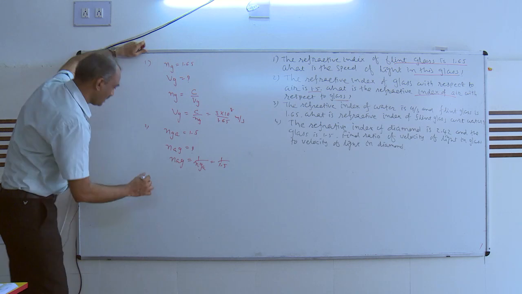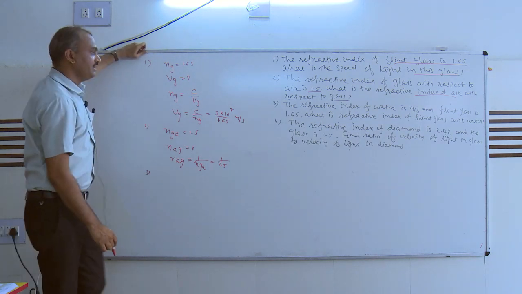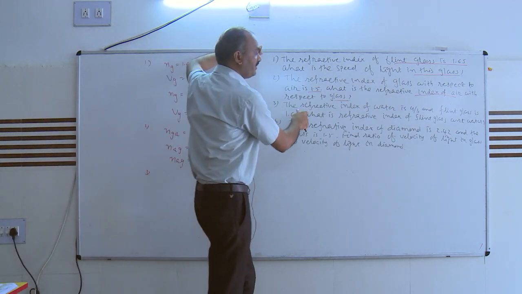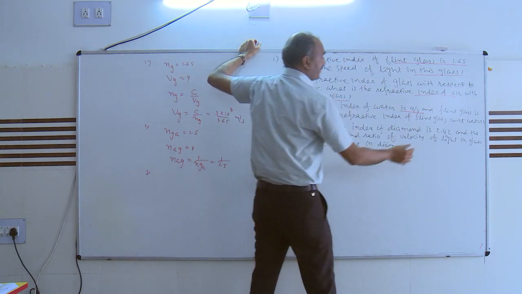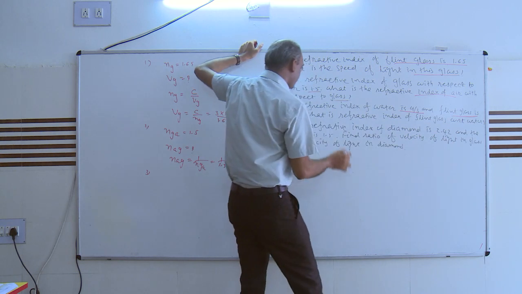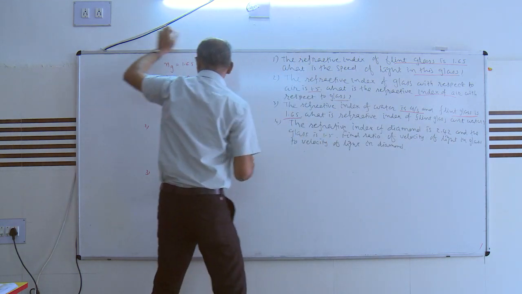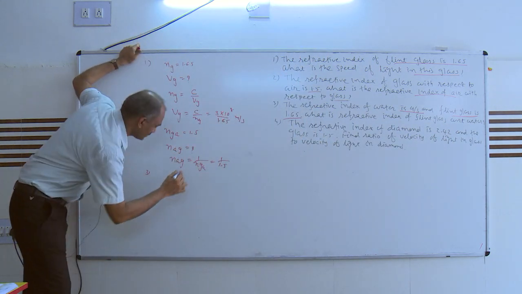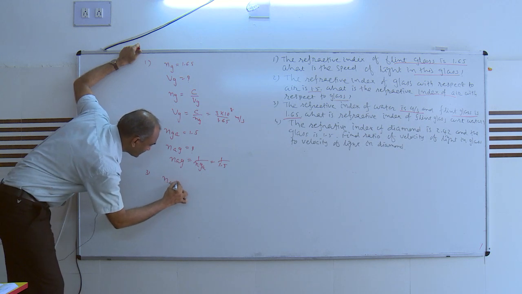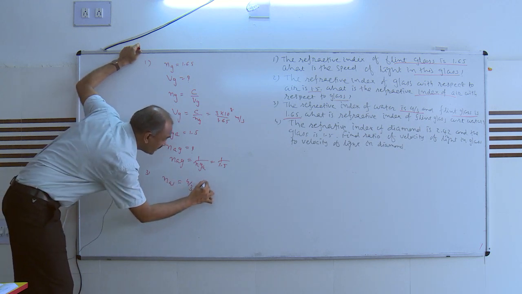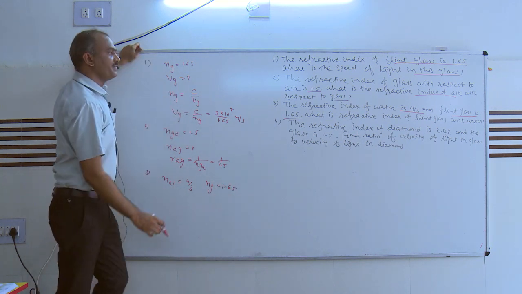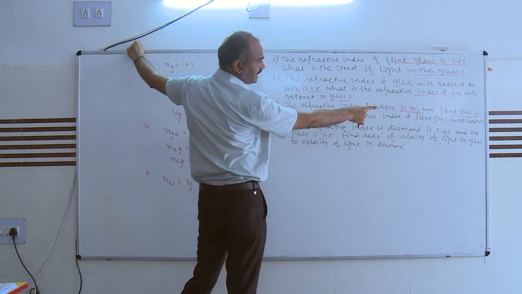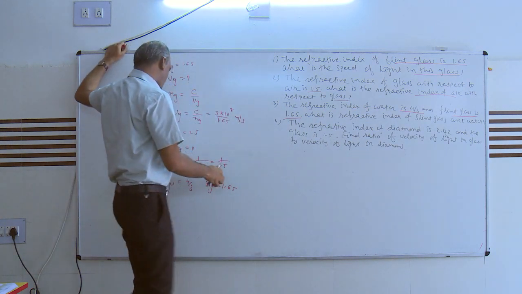Now the third one. Here the refractive index of water is given as 4/3 and the refractive index of flint glass is 1.65. What is the refractive index of flint glass with respect to water?